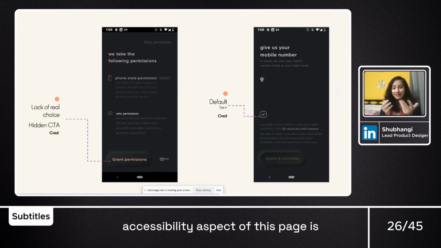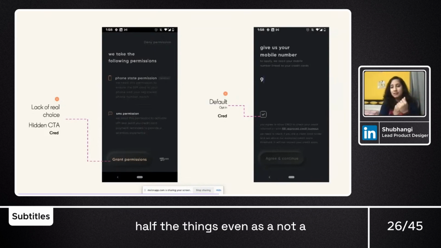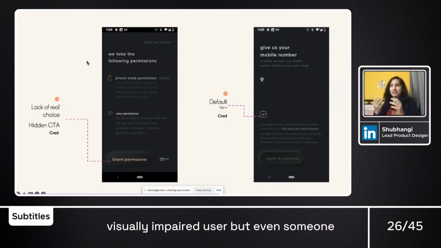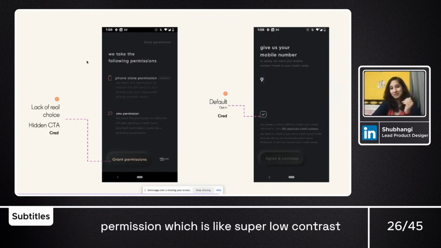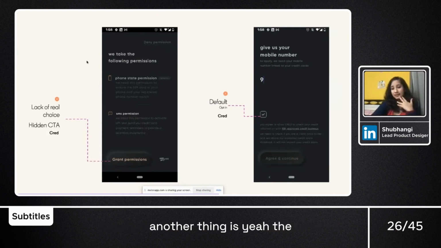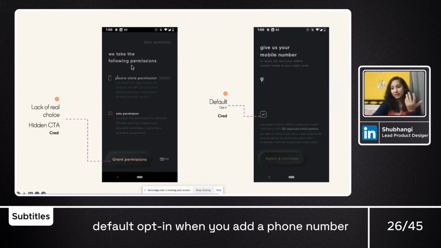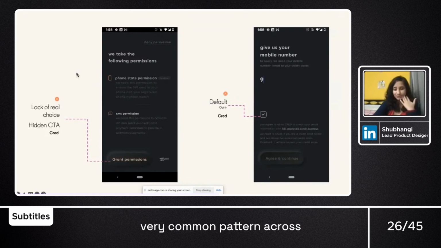Also, the accessibility aspect of this page is quite messed up. I'm not able to read half the things, even as not a visually impaired user, but even someone with slight vision problems may not be able to read all the text, and especially the deny permission, which is like super low contrast. Another thing is the default opt-in when you add a phone number, very common pattern across apps and websites.